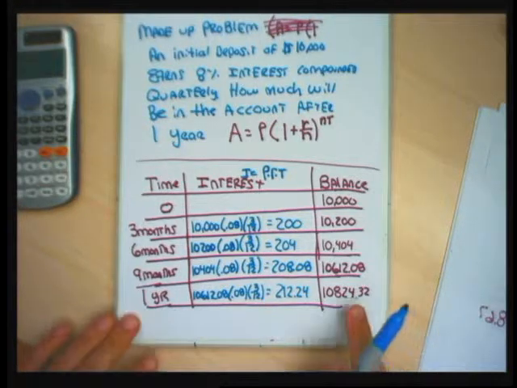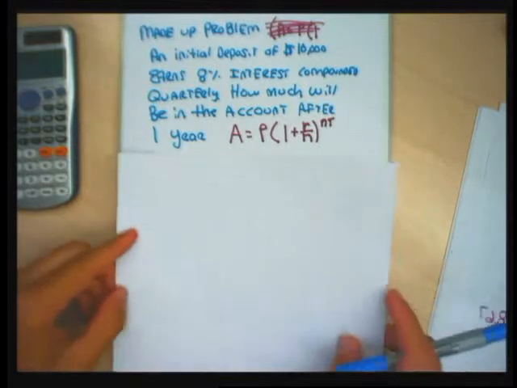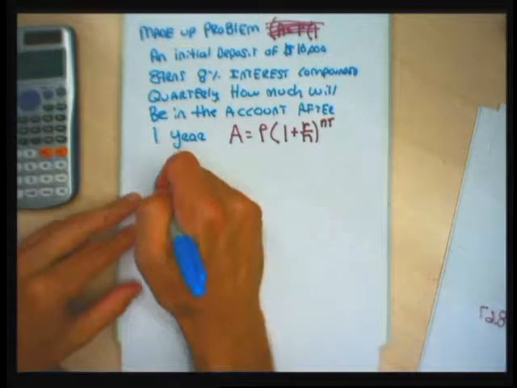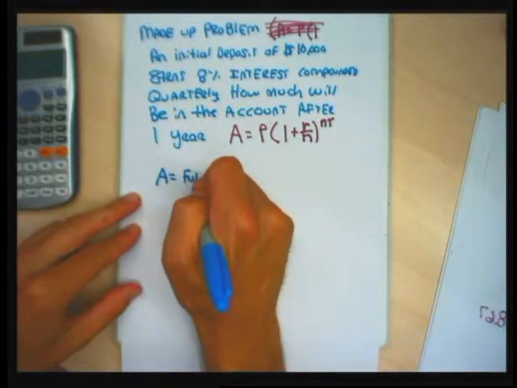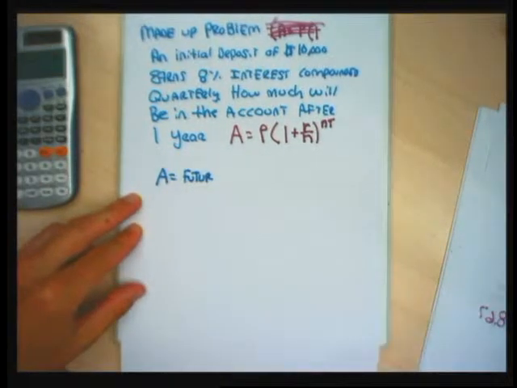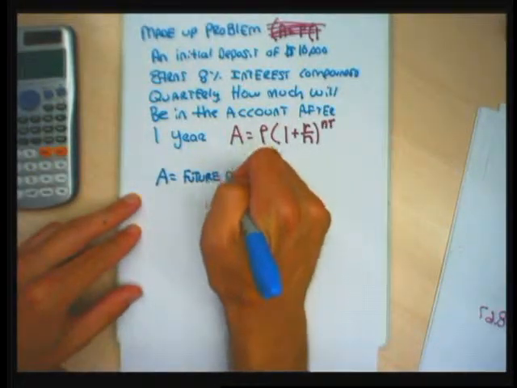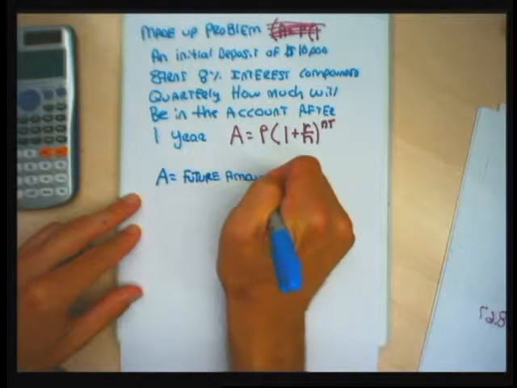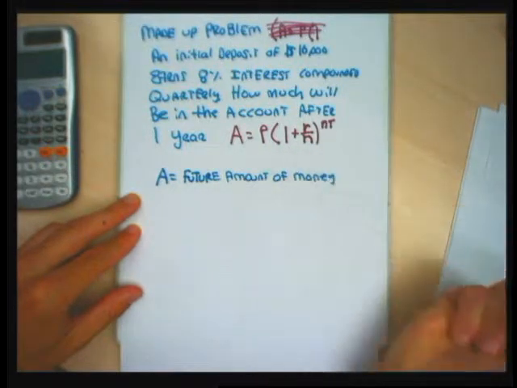So I'm going to get the same answer the way that we're going to do it when we do the word problems. In order to do the word problems, I have to understand the formula and what the letters in the formula mean. The A in the formula is going to be the ending amount or the future amount of money, and that's what I'm solving for, the $10,824.32. So the A is the future amount of money that I'm going to end up with.